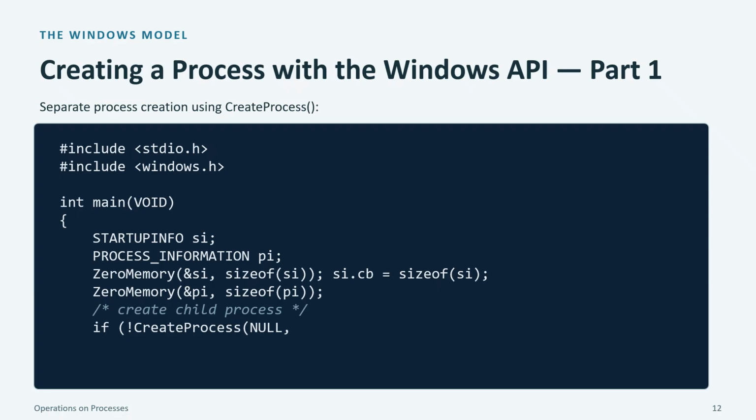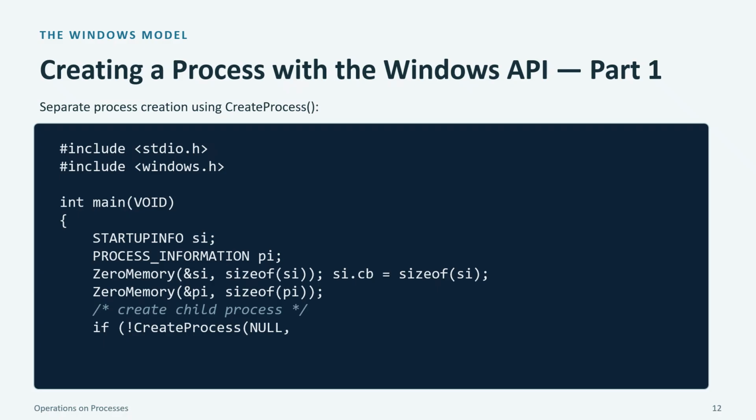Now let us compare the Unix model with the Windows model. Windows provides a process creation API called CreateProcess. Unlike the simple Unix fork model, Windows provides more explicit structures and parameters for creating a process. In this example shown here, we include the standard input-output header and the Windows header. Then we declare two important structures.